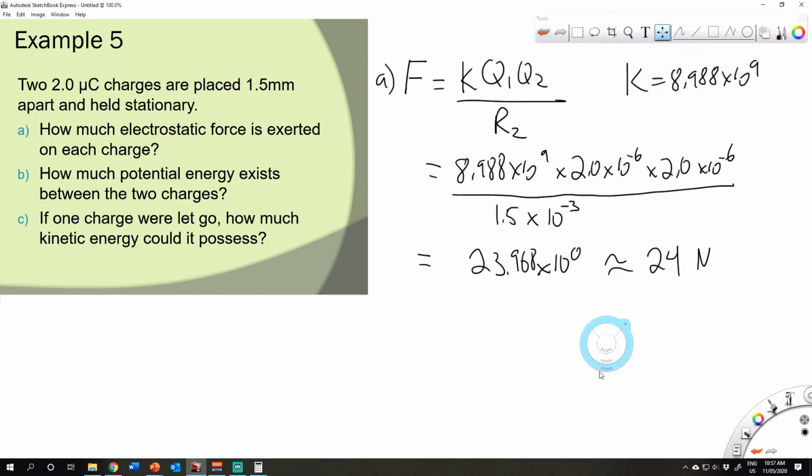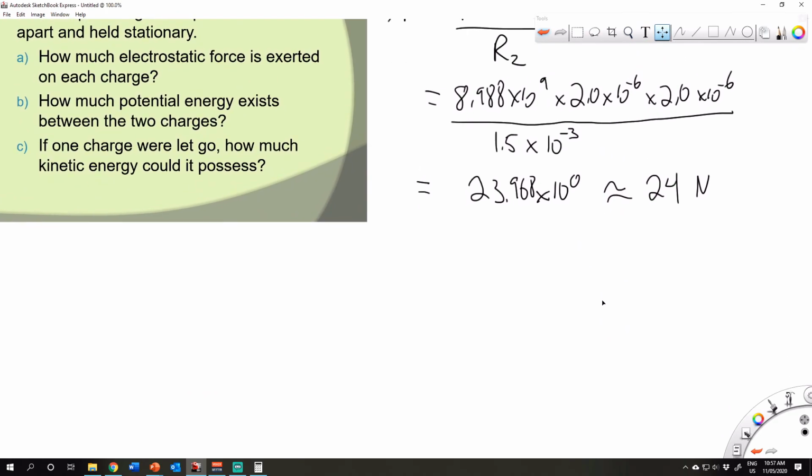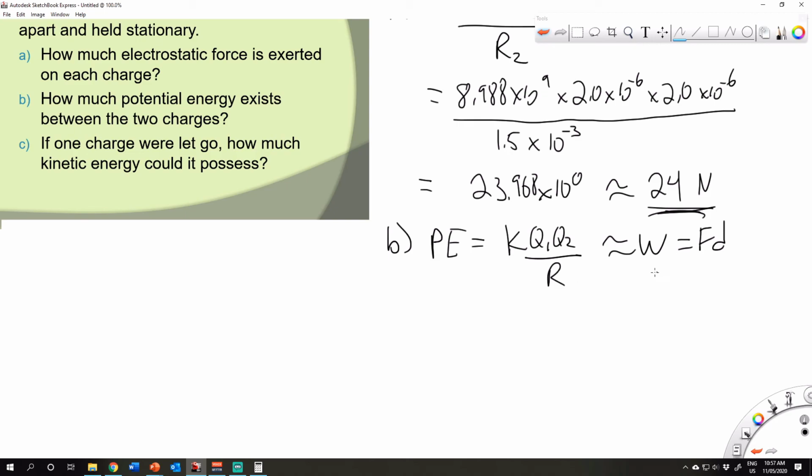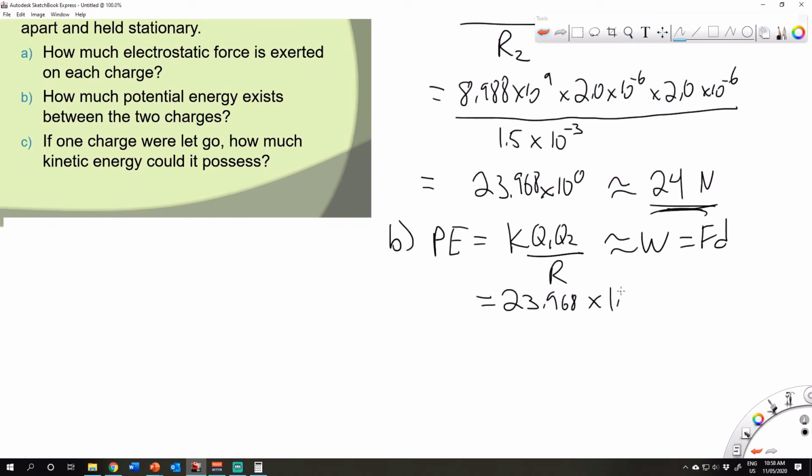Okay, B part asks us how much potential energy exists between the 2 charges. Well, this one's easy because we can calculate the potential energy as we normally would, k q1 q2 over r, but since we know that potential energy is basically work, and work is force times distance, we already have the force, so we can just calculate it as force times distance. So we'll use the 23.968 times, how far apart were they? 1.5 millimeters. So 1.5 times 10 to the negative 3.